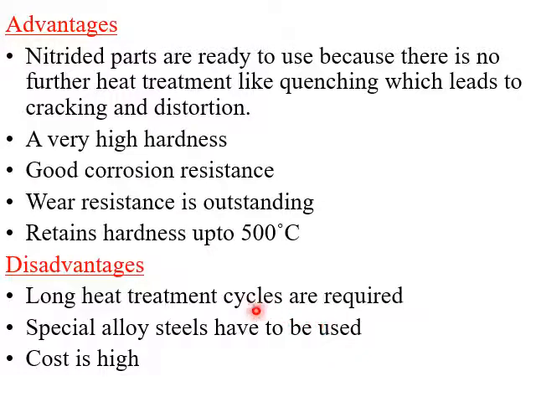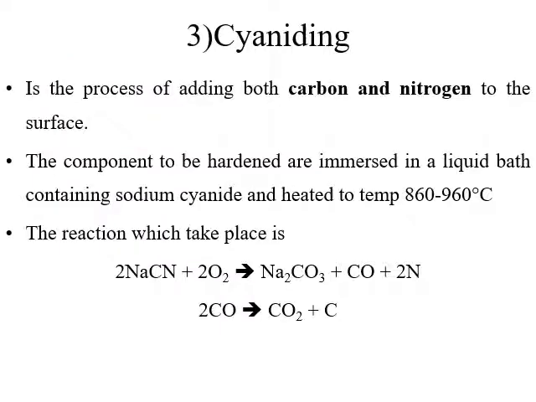Okay, so we need to have high alloys present in the steels before nitriding. Because of this longer cycle and the special alloys, the cost involved in nitriding is a little bit high, compared to carburizing, which is readily available. Okay, and the next is a combination of these two.